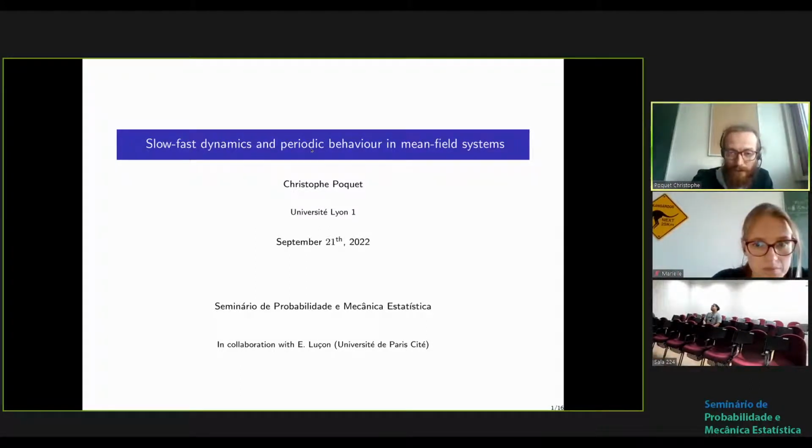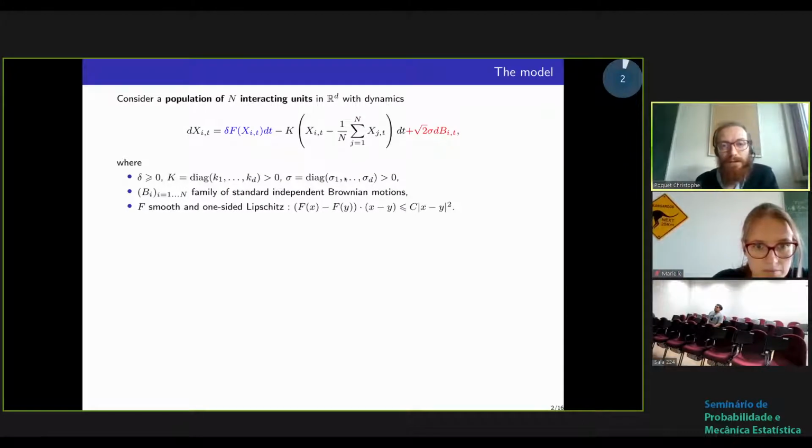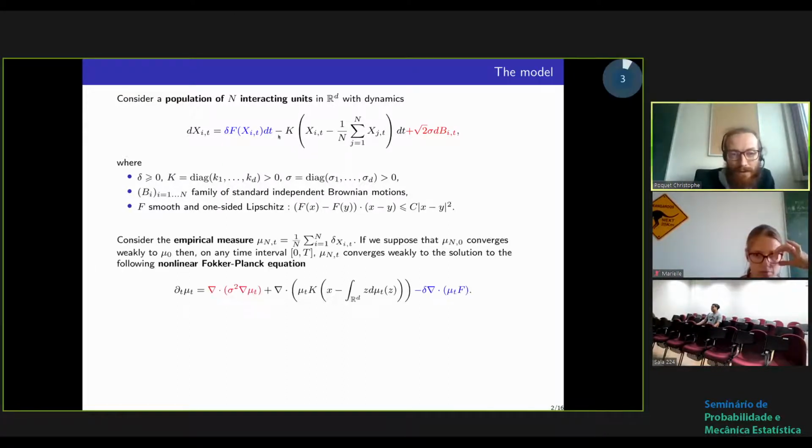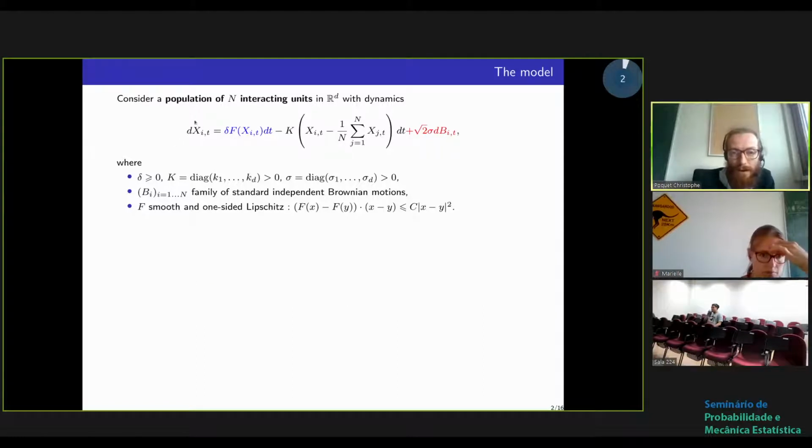Okay, so let's first define the model I will talk about. As I said, I will speak about a population of N interacting units in R^d. So I will be looking at N units defined in R^d. They will be named X_i(t), where t is the time, and i goes from 1 to N.